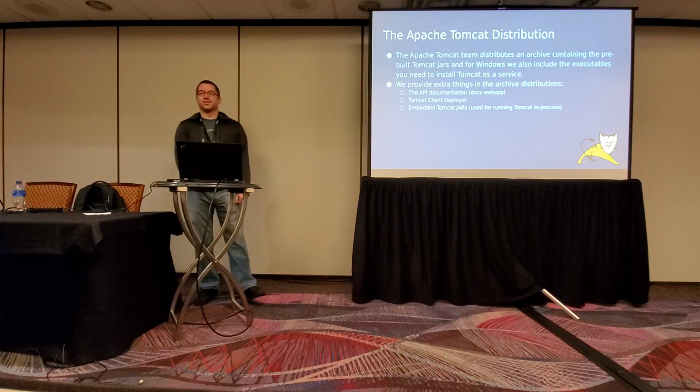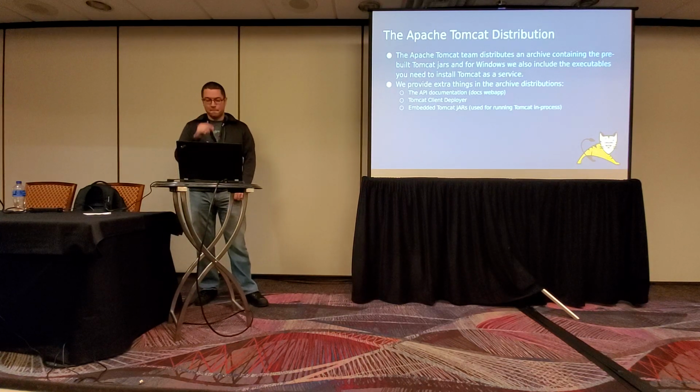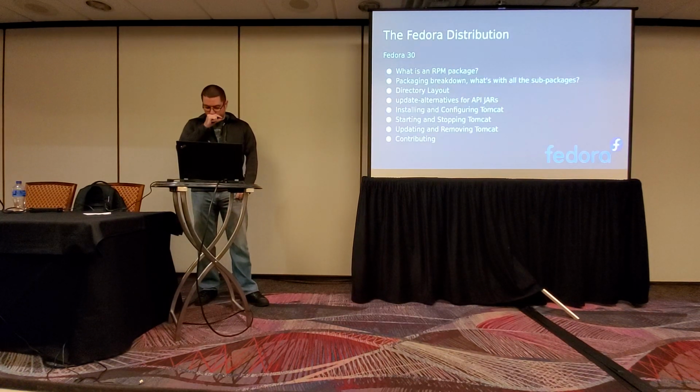So the Tomcat distribution that we all know and love is really easy. We compile all of the Java stuff and even provide the Windows executables in zip or tarball for the Linux distribution. You grab it, download it, untar it, or extract it, and you can start up immediately. We also provide archives for the API documentation, which is in the docs web app, client deployer, and embedded jars separately. All right, so we're going to switch over and start talking about Fedora a bit.